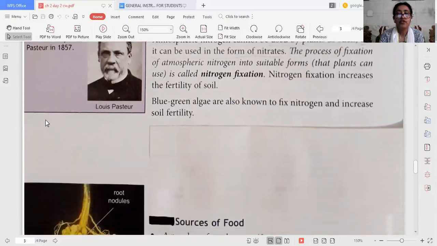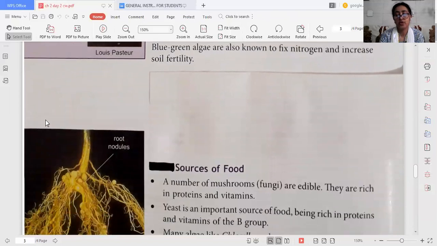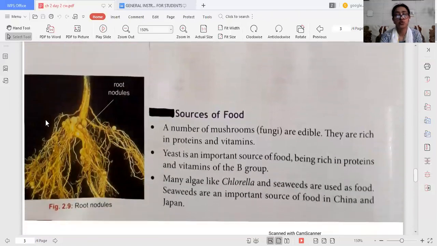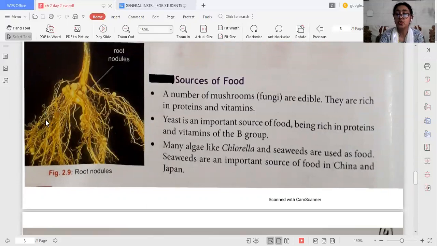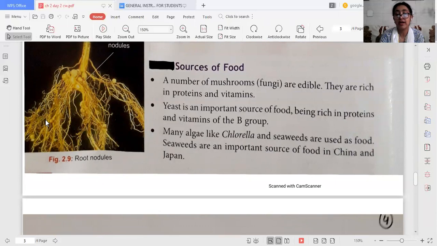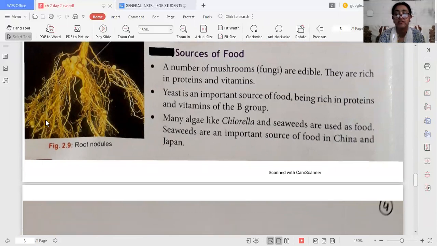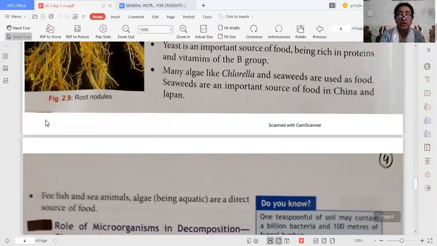Now we will go to the next, sources of food. A number of mushrooms, fungi are eatable. There are two types. They are poisonous also and there are the eatable ones which we can eat. And these mushrooms are a rich source of proteins and vitamins. Second, yeast is an important source of food, being rich in proteins and the vitamins of the B group. Many algae like chlorella and seaweeds are used as food. Seaweeds are an important source of food in China and Japan.